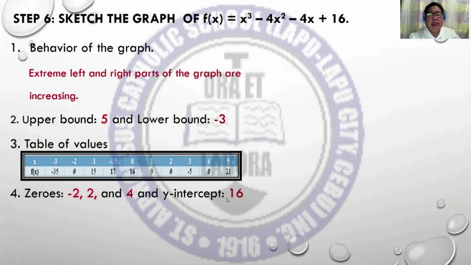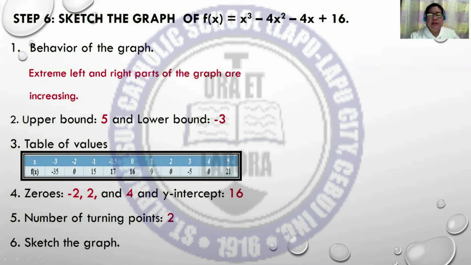And the y-intercept, when the value of x is 0, the result is 16. So it's 16 there. And it is also the value of the constant. And the number of turning points is 2. That is 3 minus 1. It's 2. Then we have to sketch the graph.